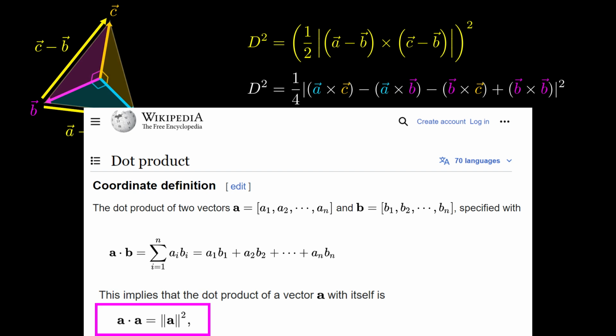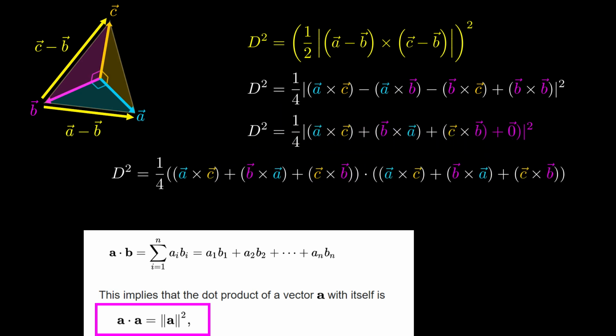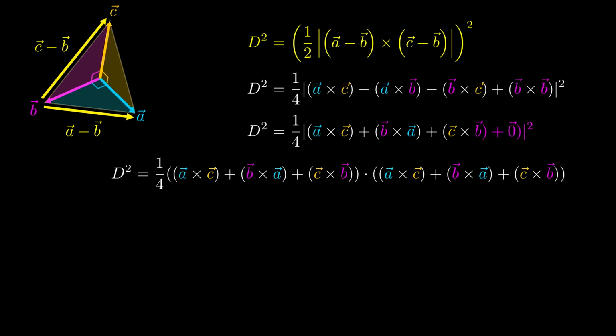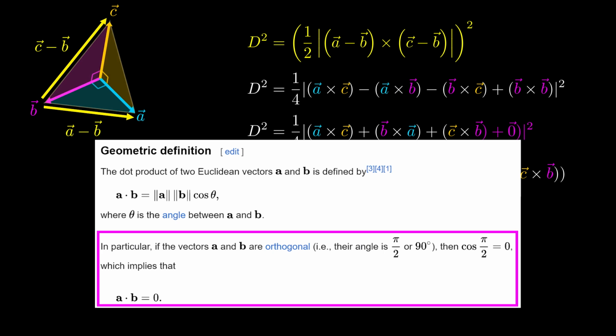Our expression for d squared is a length squared, so we can rewrite that as the scalar product of this vector with itself. To expand this scalar product, we would get 9 terms, but most of them are going to be 0, because the scalar product of 2 perpendicular vectors is always 0.